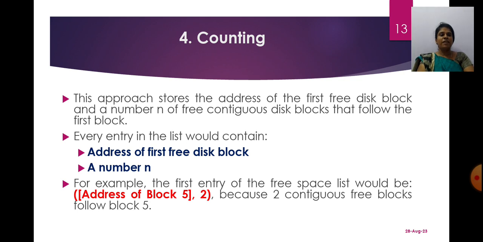For example, in the first free entry, the address of block 5 will be stored, and also there will be a number n. Here we have the number 2, that is, in disk block 5, additionally the next 2 contiguous free blocks follow from block 5. That is, here block 5, block 6, block 7 are free.